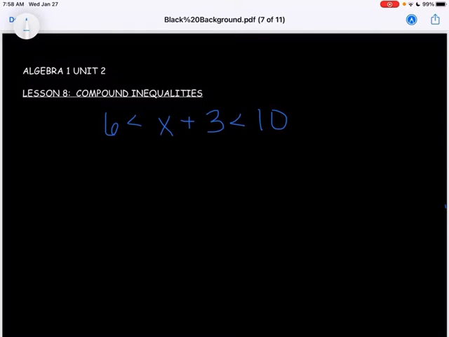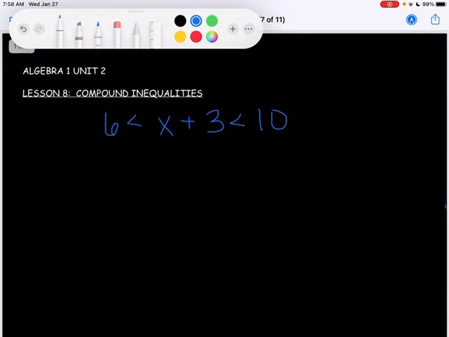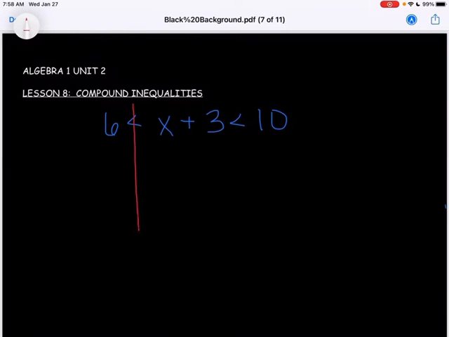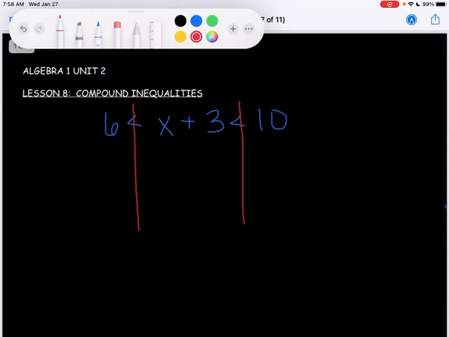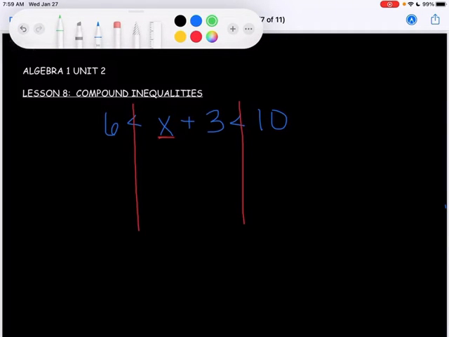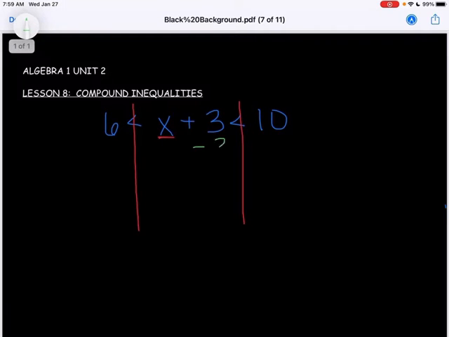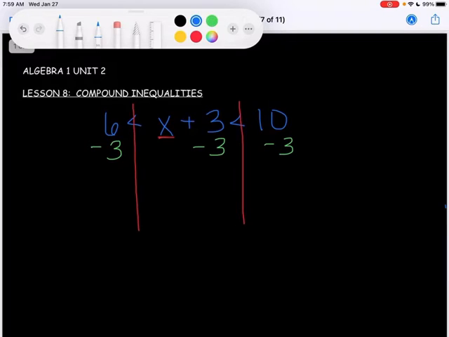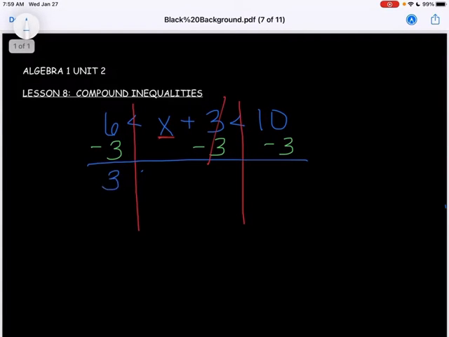So with these, we want to get x by itself in the middle of this inequality. But with equations and other inequalities, what you do to one side, you've got to do to the other. Here, you're going to just have to do it to 3 parts. So we need to get rid of the 3. So do the opposite and subtract 3 from all sides, all parts, so that it cancels out and x is now by itself in the middle. So we get 6 minus 3, which is 3, which is less than just x here, which is less than 7.